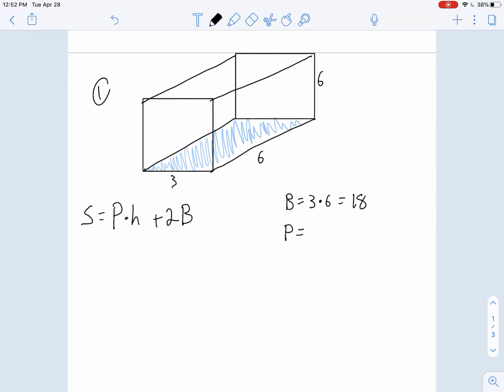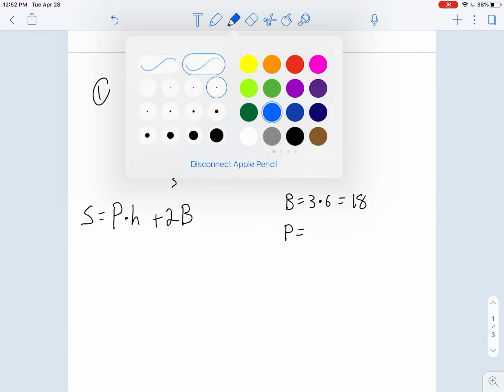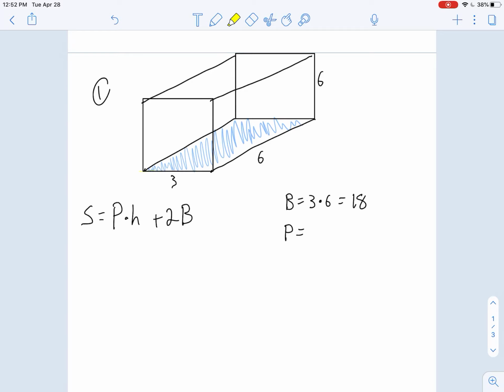For our perimeter of the base, I need to find the distance all the way around. So if I know that those two sides of the rectangle are 3 and 6, how much is this part up here? And then also how much is this to the left? We're going to go ahead and label them. This is 3, since it's the same as the front, and this is 6 since it's the same as the right.